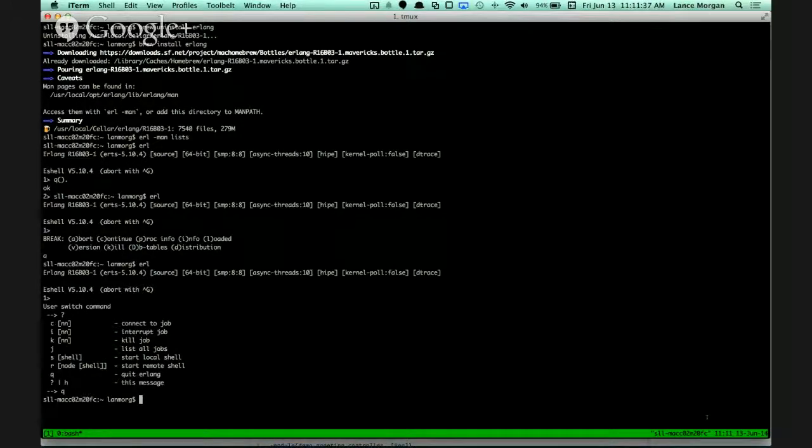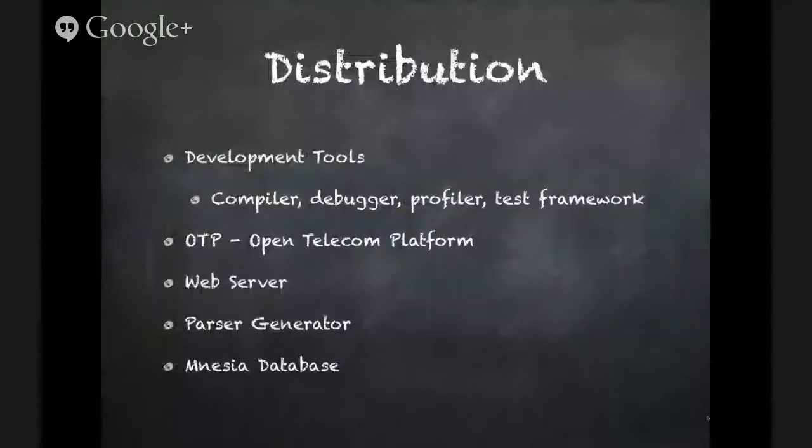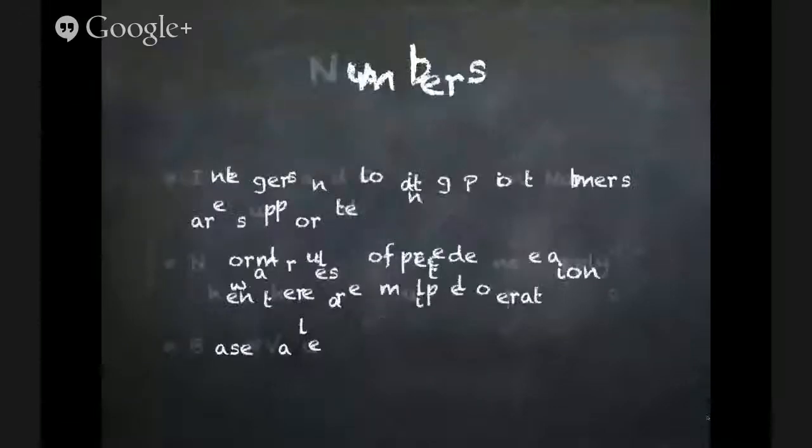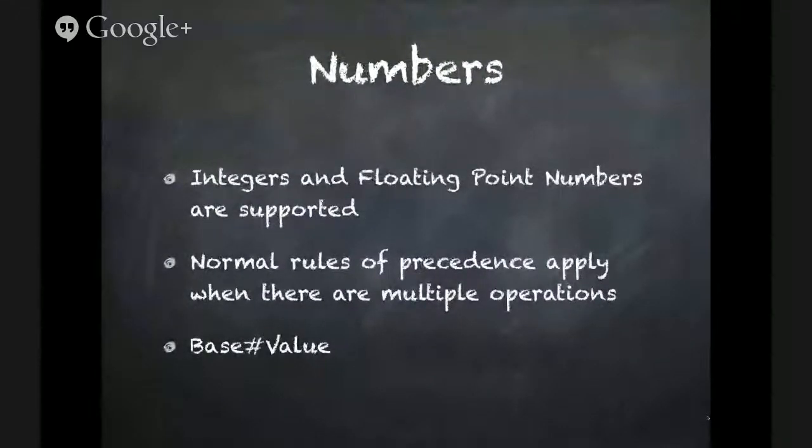So let's talk about some Erlang components. So numbers, you got floating point numbers, you got integers. Normal rules of precedence apply, so if you use your parentheses, it'll evaluate the inner parentheses first, multiplication before subtraction, all that stuff. Another cool thing you can do is get different base values. So you would pass in the base, do a hashtag, and then give it a value, which is pretty cool.